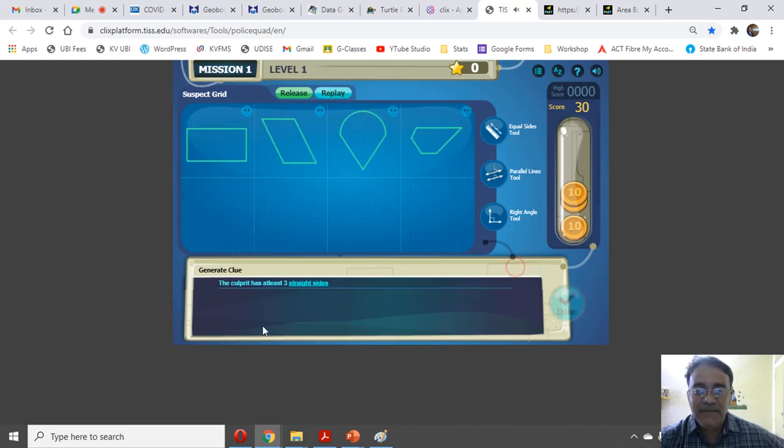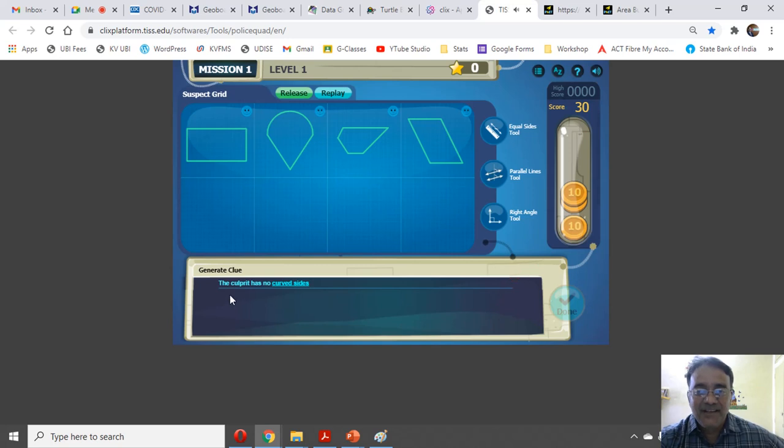Let's start once again. The culprit has at least 3 straight sides. The third one. Okay. Now the next step: the culprit has less than 2 equal pairs of sides. Fourth, the last one. This one? Okay, fine. Again wrong. Why? Less than 2 equal pairs of sides. So this may be the culprit, Anna? Yes, sir. Okay, fine.